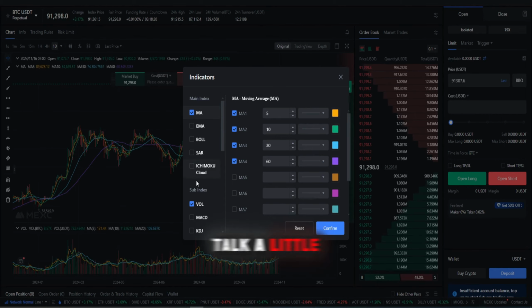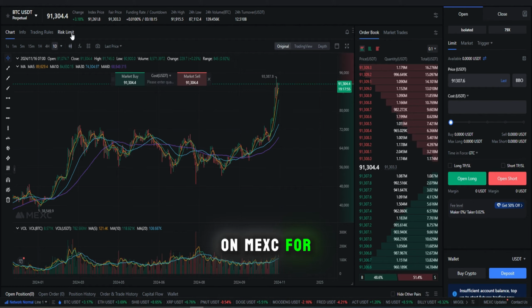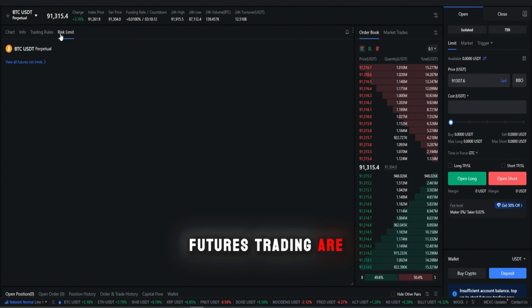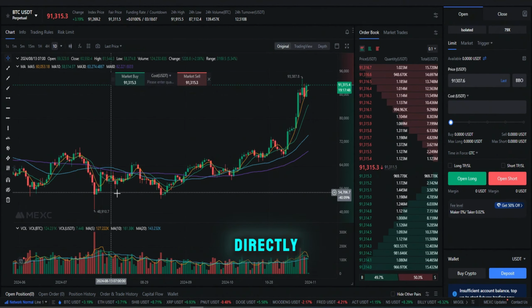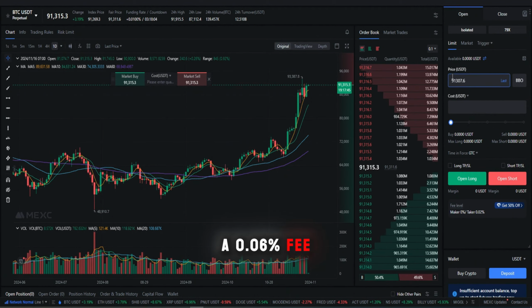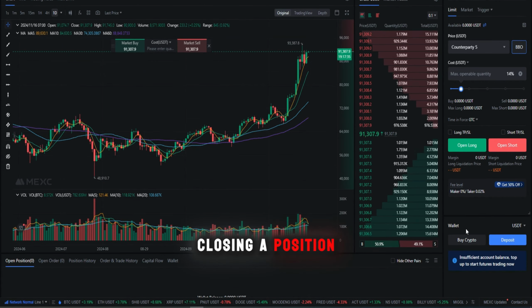And let's actually talk a little bit about the fees. So fees on MEXC for futures trading are, for a taker fee, so if you're using a market order, if you enter the market directly, you will have a 0.06% fee. And if you're using a limit order, so if you're a market maker, you will have a 0.02% fee. So these are the order fees for opening and closing a position.